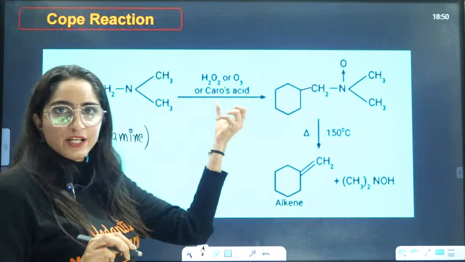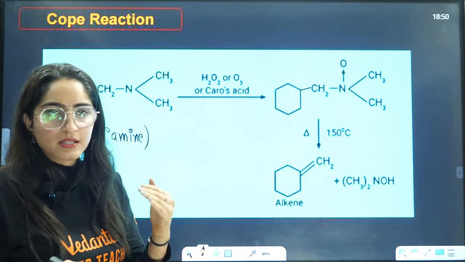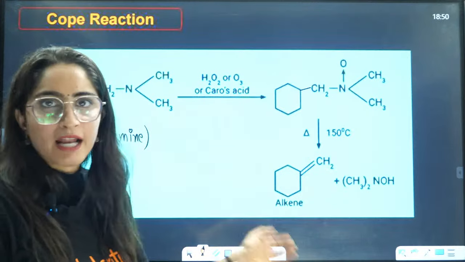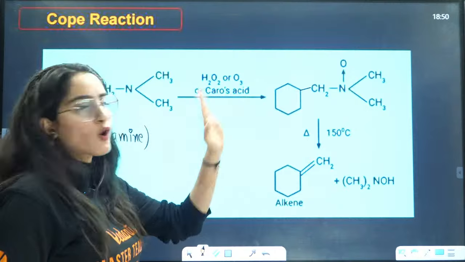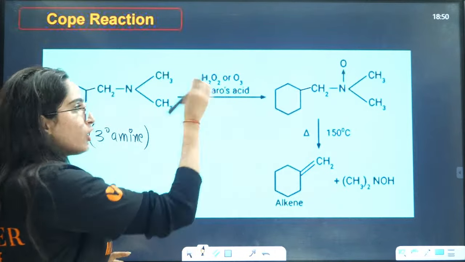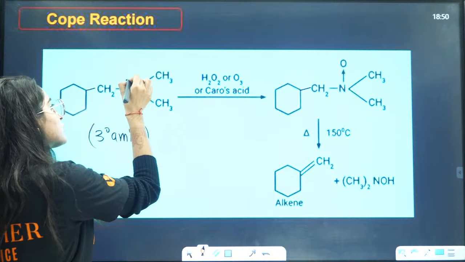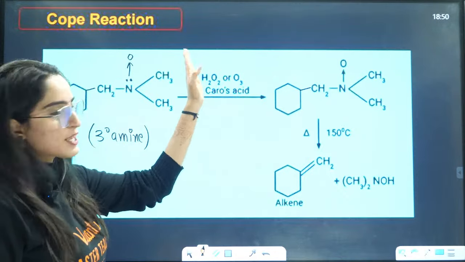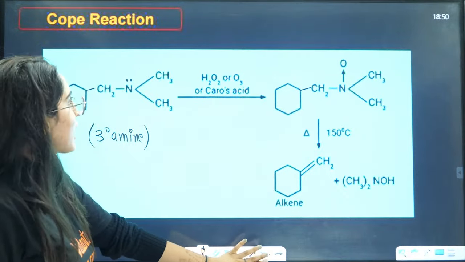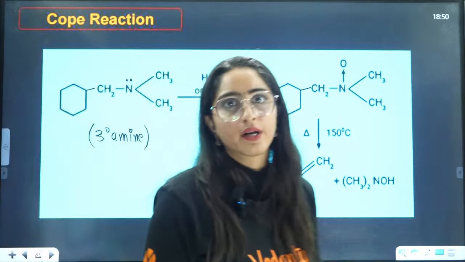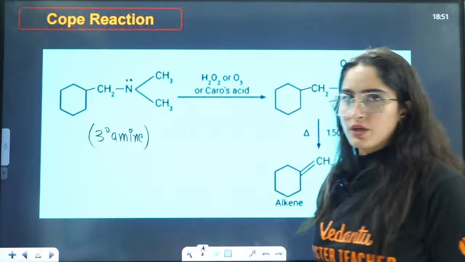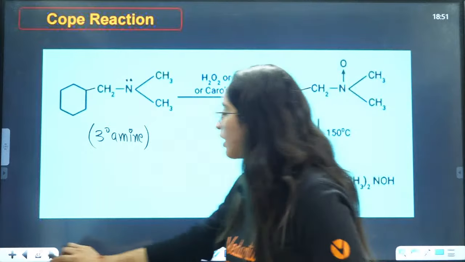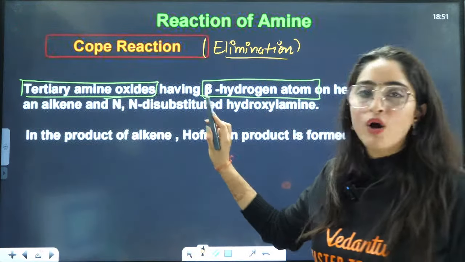So when you add H2O2 peroxide, or ozone, or Caro's acid, any of these things can be mentioned to you. Once you add any of these, the lone pair of this nitrogen will bond with oxygen from this H2O2 or O3 or Caro's acid, because Caro's acid is also a very good oxidizing agent. So it is going to give you the oxygen, and that is called a tertiary amine oxide.